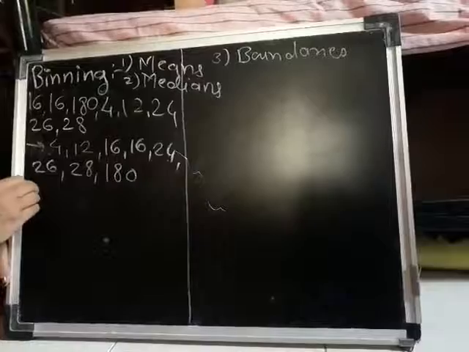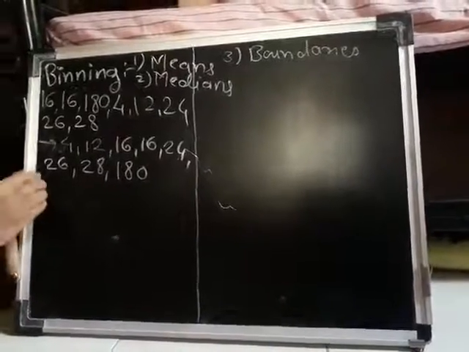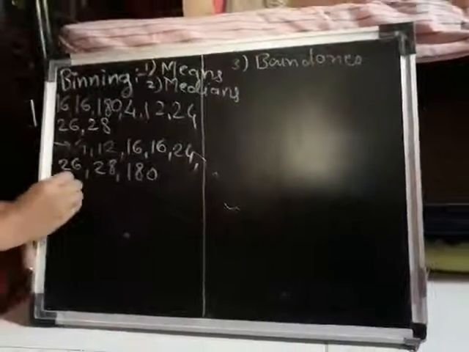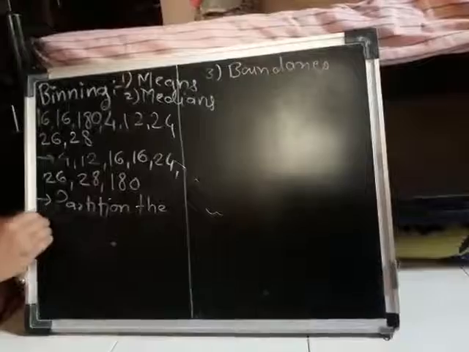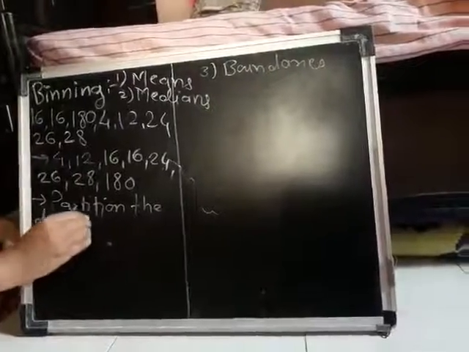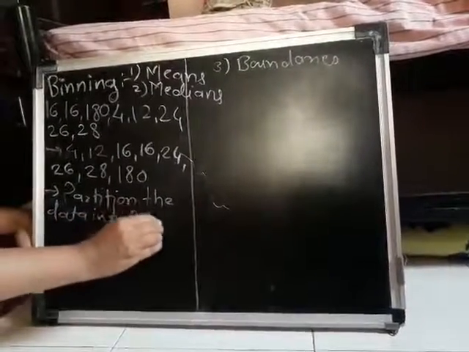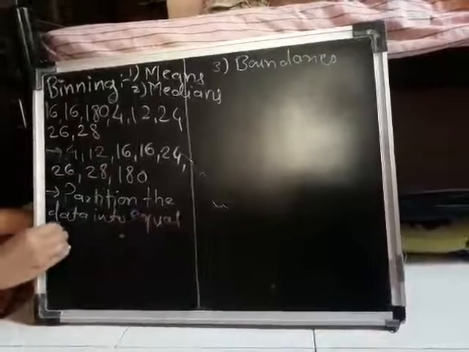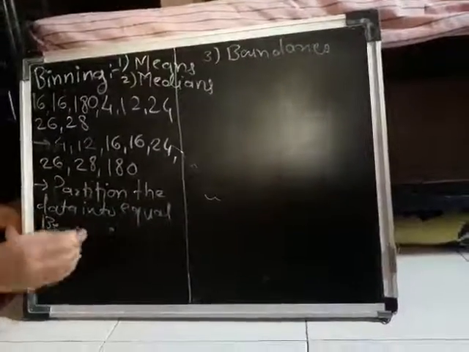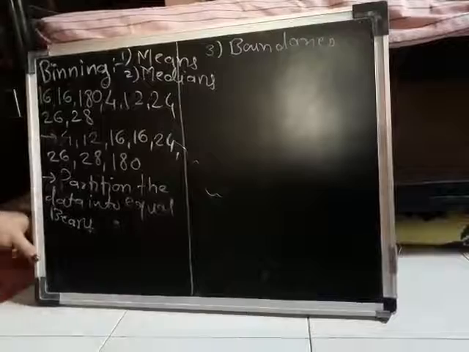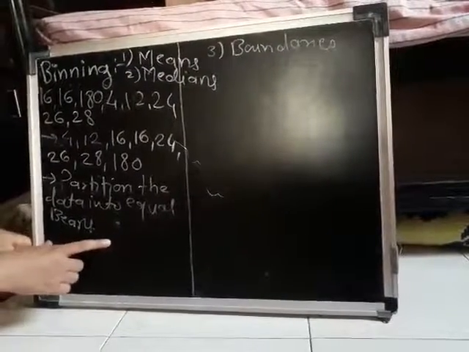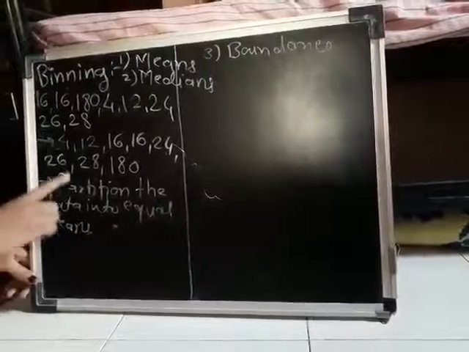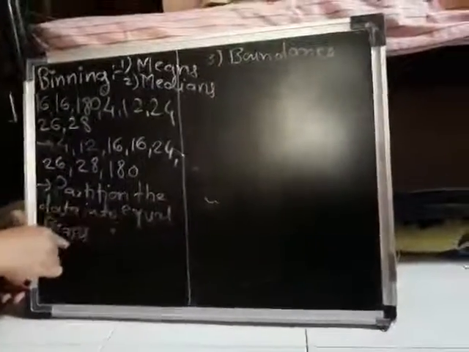Then the second step, what we have to perform, is to partition the data, or divide the data, into equal bins. A bin is nothing but a particular bucket or basket, right? Or it is nothing but grouping the elements. It is called a bin, right? So the second step is to partition the data into equal bins.